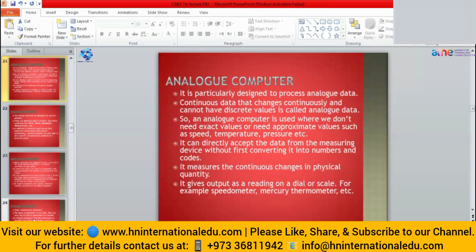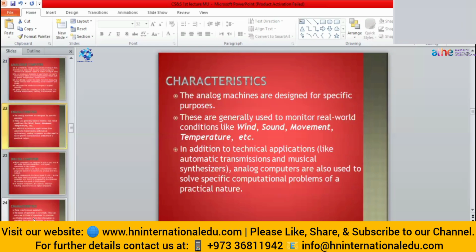So it measures the continuous changes in a physical quantity and gives output as a reading on a dial or a scale, for example a speedometer, mercury thermometer, etc. Now, analog machines are designed for a specific purpose, because a temperature machine cannot sense voltage, and a voltage machine cannot sense temperature.